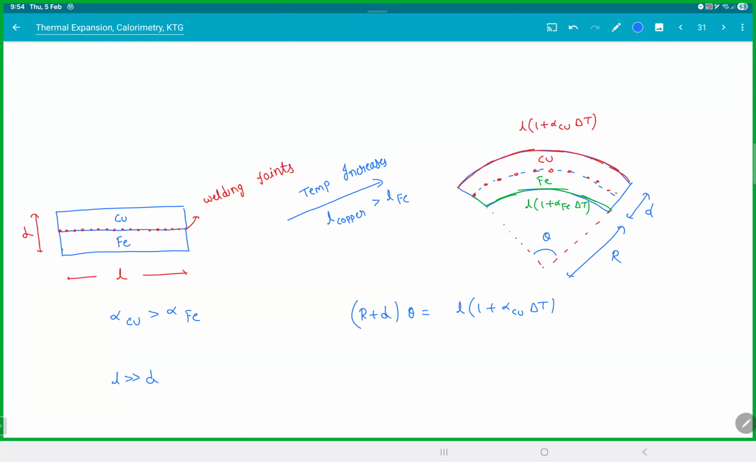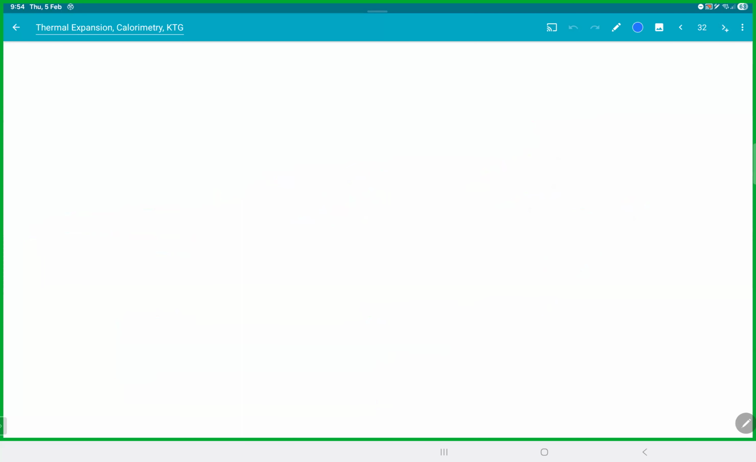In reality, even in the copper, every layer will have a different length. So that will actually lead to shearing stress. We will not get into that. R into theta will be L into 1 plus alpha iron delta T. Then divide them, you will get R, and you'll get theta from here. You can calculate radius and theta. This is the concept of the bimetallic strip. Clear with this?